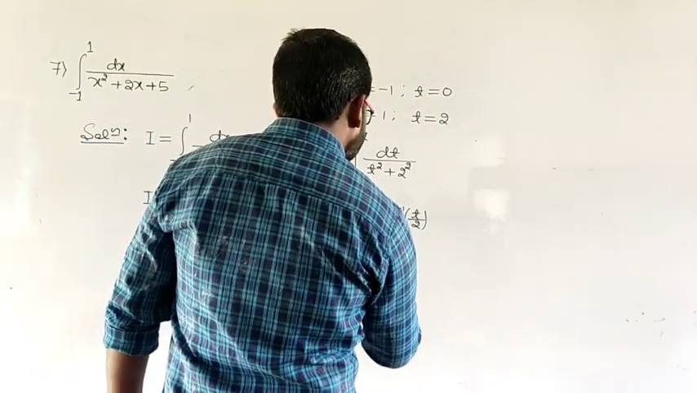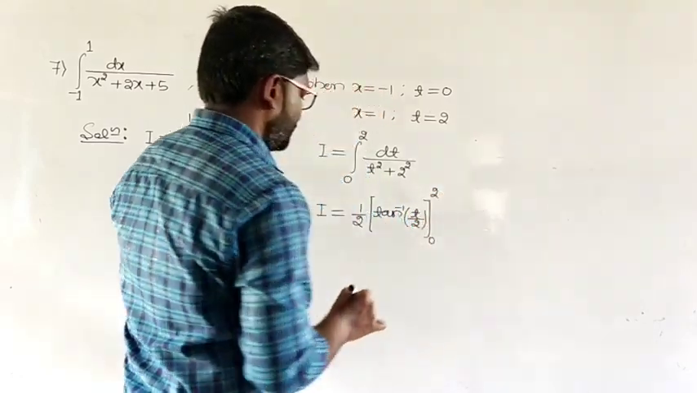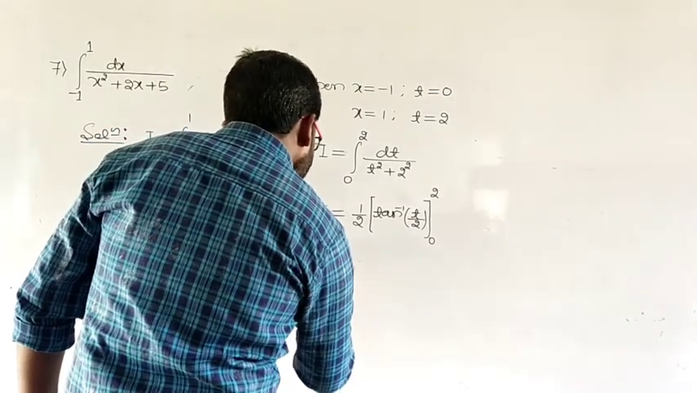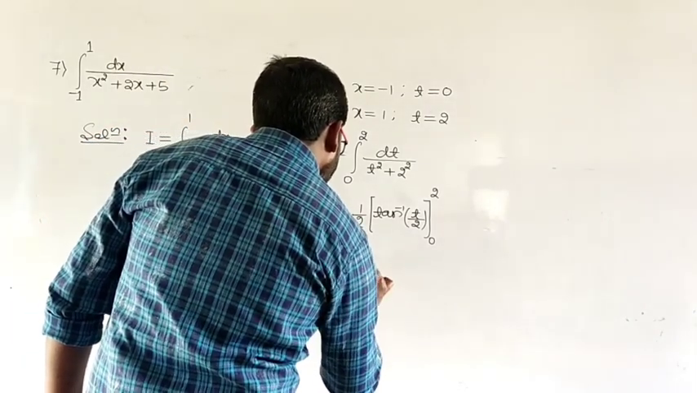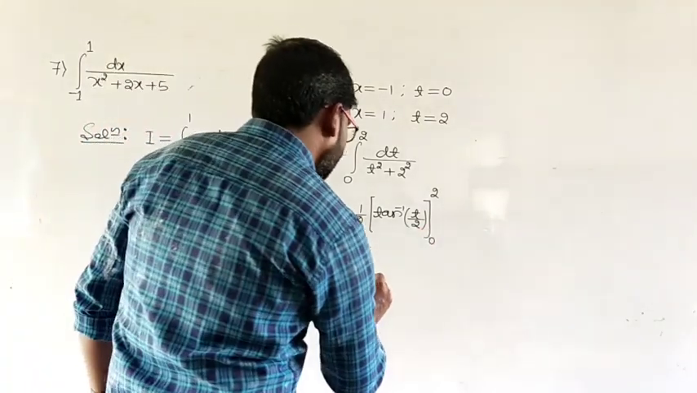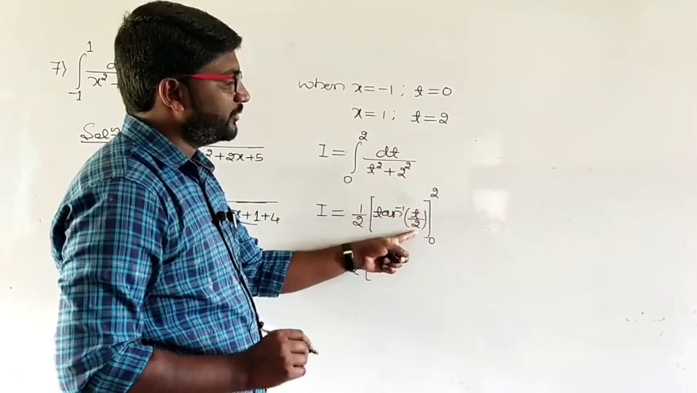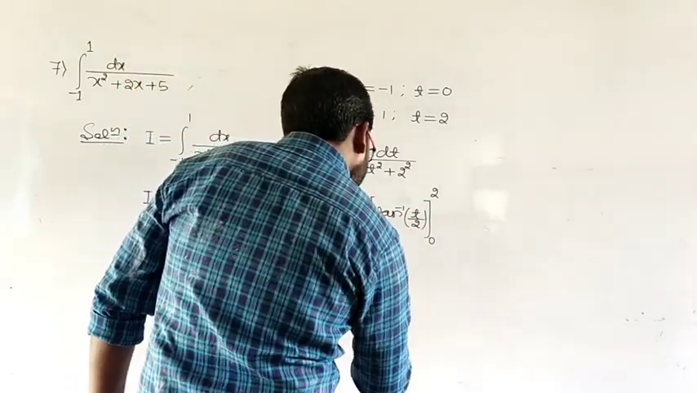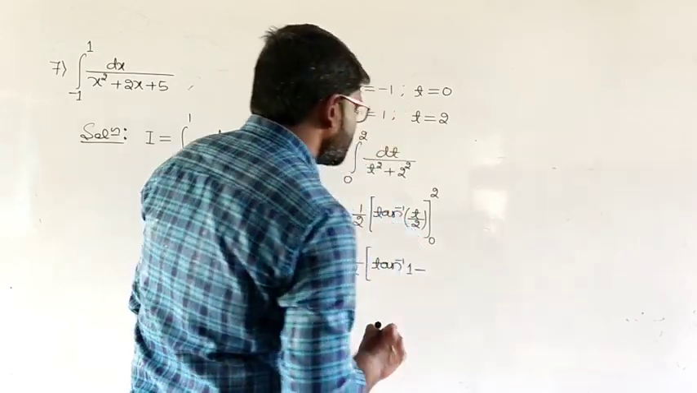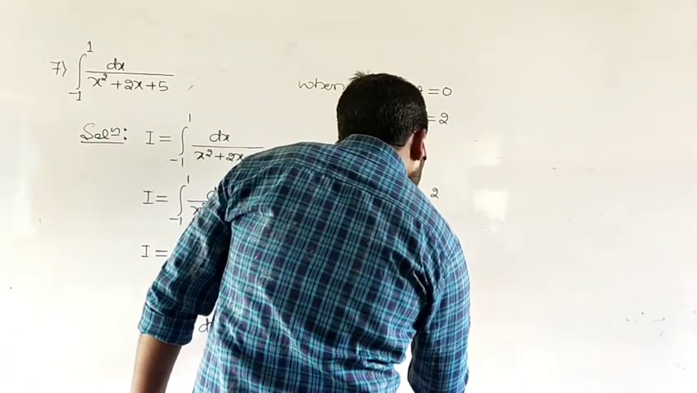Then apply the limits here, 0 to 2. So 1 by 2 is a constant, that is why I am writing it outside. Then I, which is equal to 1 by 2, write it outside, then upper limit minus the lower limit. In place of t we have to write 2. So 2 by 2 will be 1. So tan inverse 1 minus, in place of t you write 0. 0 by 2 it is 0. So we get tan inverse 0.